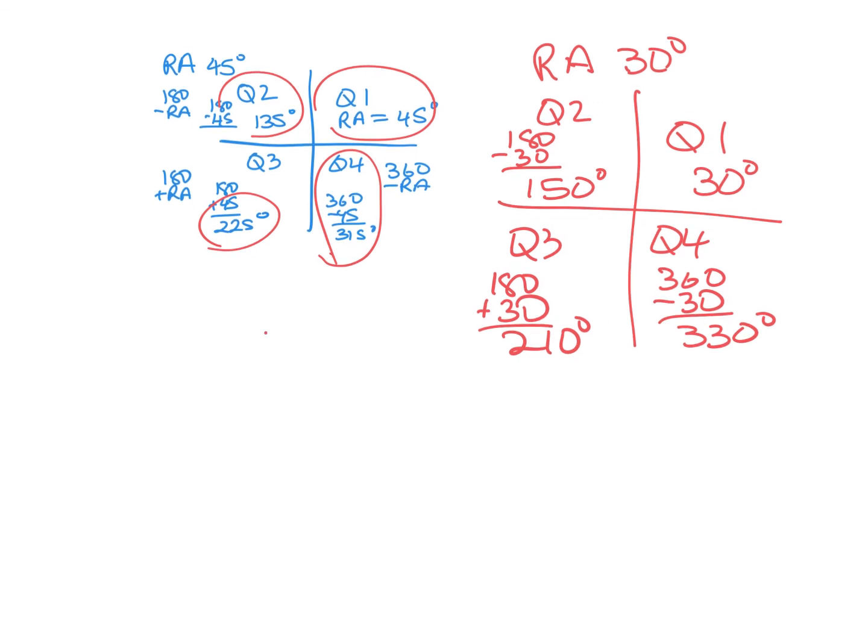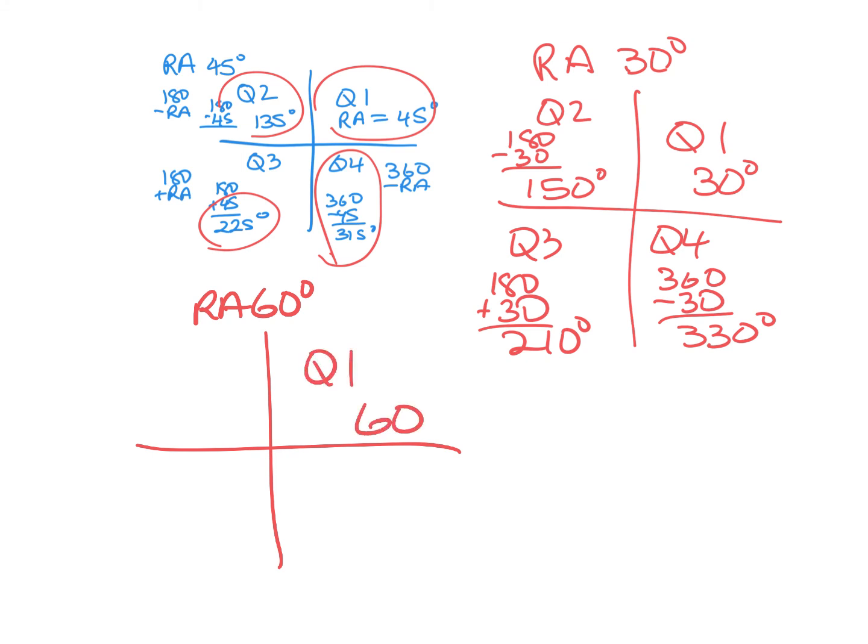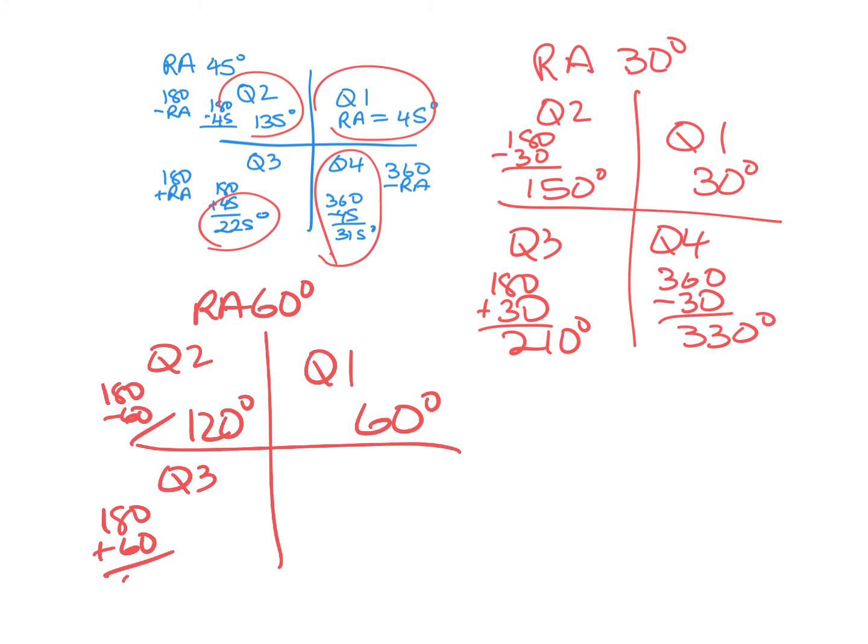When your reference angle is 60 degrees, in quadrant 1, it's just that angle, 60. Quadrant 2, remember, you're going to take 180 and minus 60, so it's 120. Quadrant 3, 180 plus that reference angle, 240. Quadrant 4, 360 minus the reference angle, so 300. So if you memorize these ahead of time, you don't have to do these calculations. But if you forget, it's simple enough.